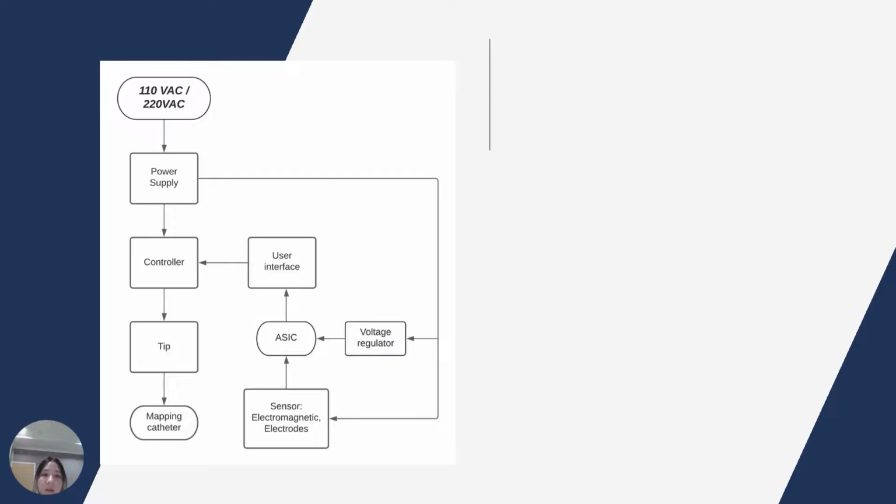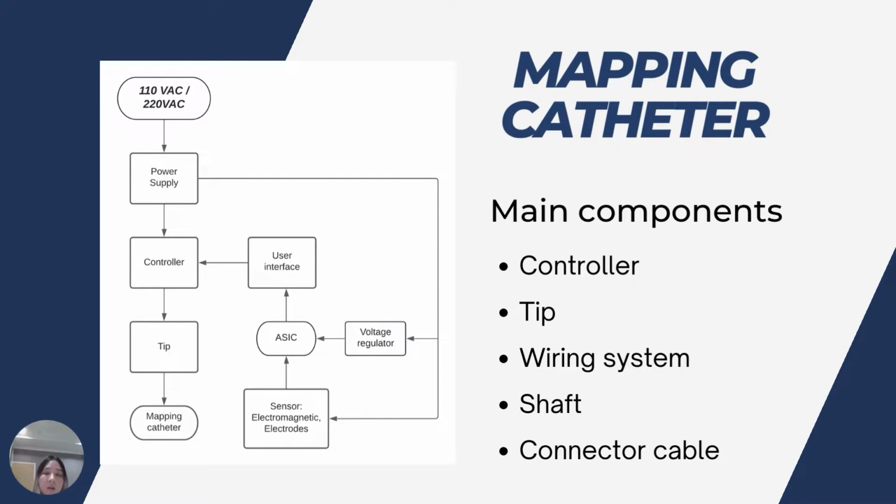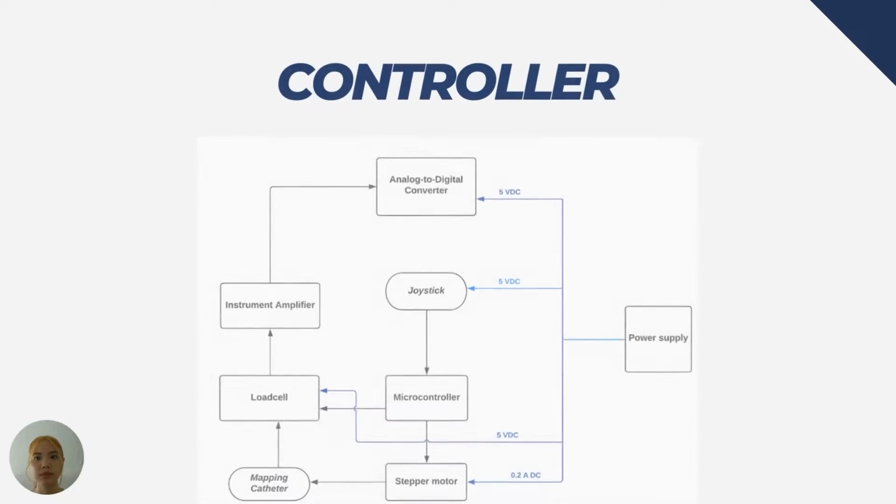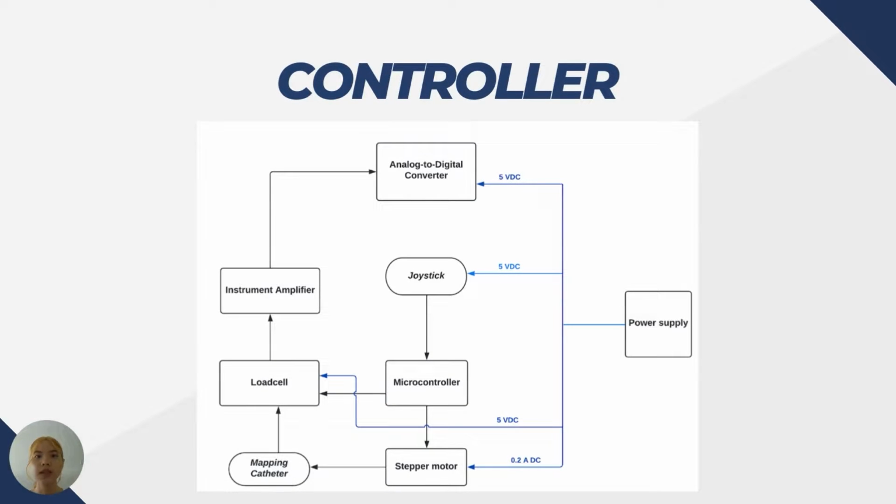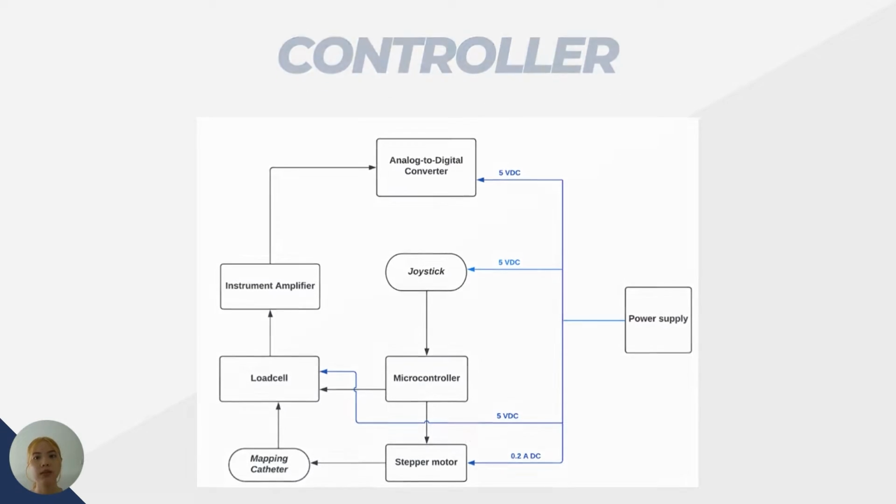And next is the mapping part. For the mapping catheter, there are 5 main components, which are controller, tip, wiring system, shaft, and connector cable. This is the block diagram of a controller, or a way to move a catheter. The power supply from the main system gives power to the controller system, and all components are controlled by the main system's microcontroller, which is the Raspberry Pi 4.